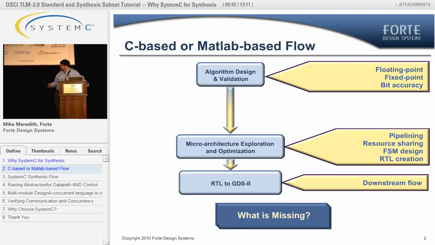So if we look at the flows for a C-based or a MATLAB-based flow, there's some commonalities between those. They start with an algorithm design and validation task, go into building RTL and exploring the microarchitecture of the RTL. And then finally, RTL comes out of that and goes into a conventional downstream RTL to GDS2 flow. In the top bit of this, you have floating point, you have conversion to fixed point, you have bit accurate data types. In the middle of this, you add pipelining and resource sharing, and the tool builds the FSM for you and creation of RTL. And then it goes into the conventional downstream flow. Most of the C or MATLAB-based flows have some of these steps. And the question is, so what's missing from this flow?